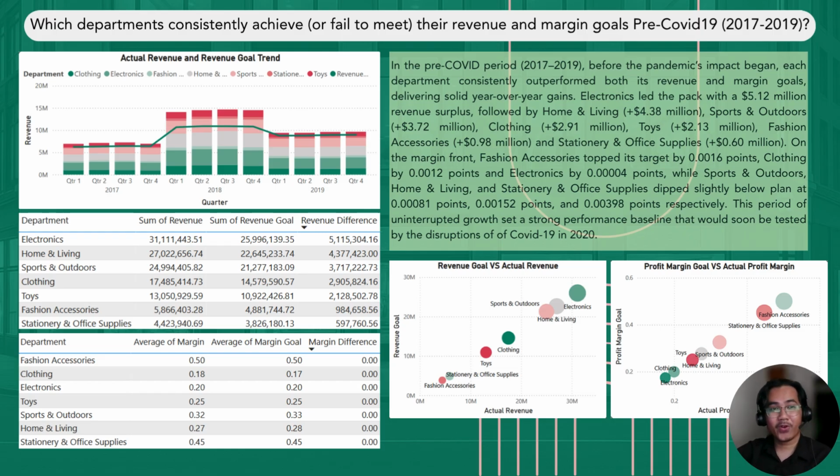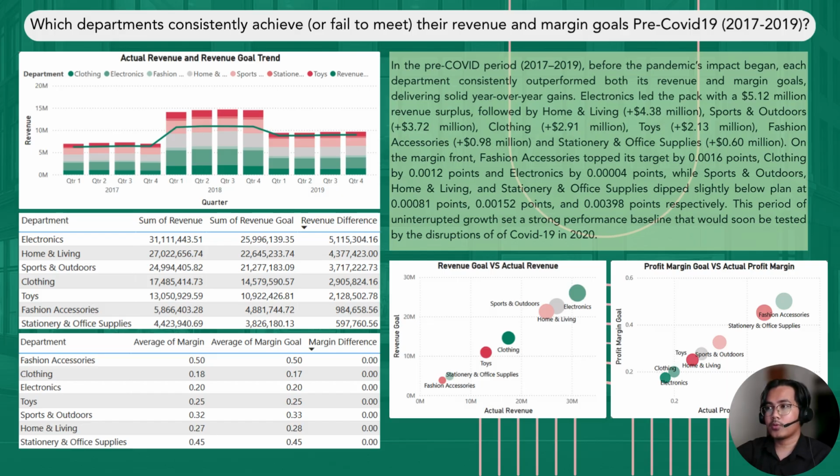For the period before COVID-19, that is between the year 2017 up until 2019, we can see that all the departments actually achieve or surpass their goals in terms of revenue or margin. As you can see here, in terms of revenue, the electronics department ranked as number one with an excess revenue of 5.1 million. Home and living next at second with 4.3 million.